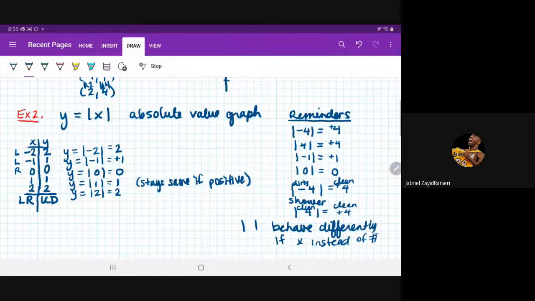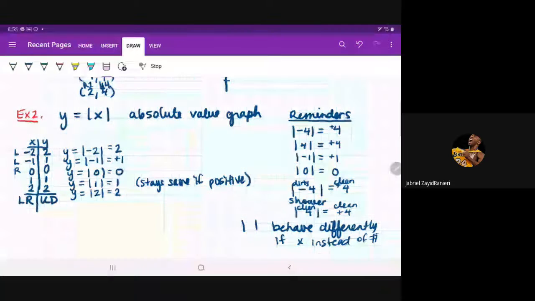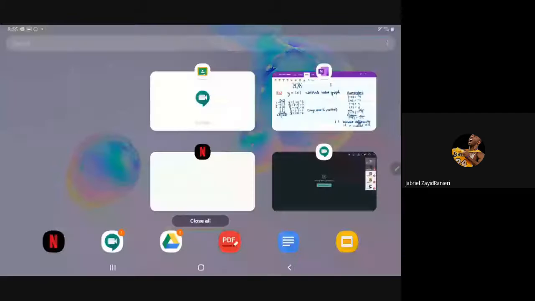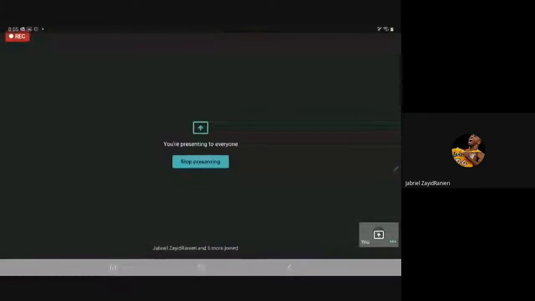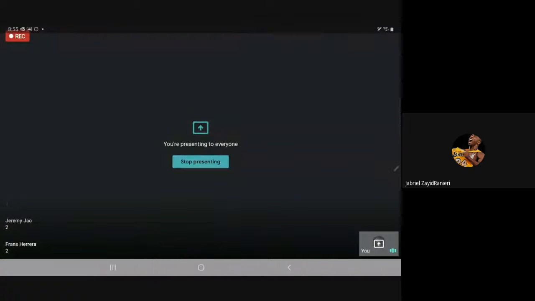My little R's not showing up though. Oh, you guys, I wrote something on my tablet and it's not showing up on my computer. That's not good. Uh-oh. Okay, let me go out and in. Hold on, let me stop presenting and then re-present the screen. Let's see if you can see it now.